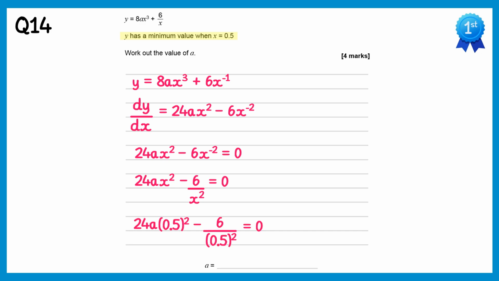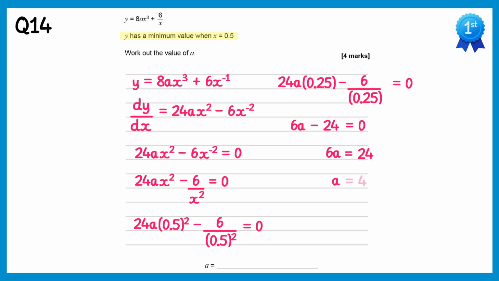0.5 is just a half, and half squared is a quarter, so we can replace those 0.5 squareds with 0.25s, like this. So we have 24a times 0.25, a quarter of 24 is 6, so that's 6a, and then we have 6 divided by a quarter. Dividing by a quarter is the same as timesing by 4, so we've got negative 24, equals 0. We can solve this equation really easily. Take away 24 from both sides and you'll get 6a equals 24, and then divide both sides by 6 and you'll get a equals 4, which is the answer to the question.